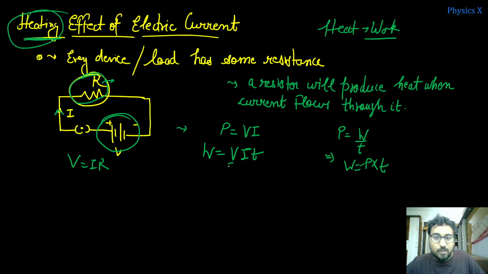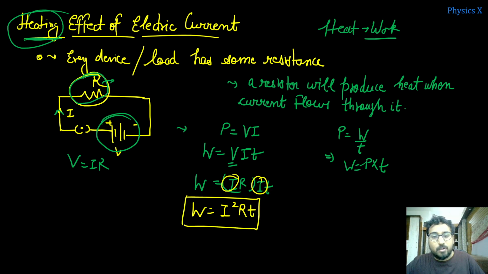So I can write work done is equal to I into R into I into T. Now what happens? You can see that work done becomes I square times, this is one I, so this is I square R T. So this is nothing but your Joule's heating effect.